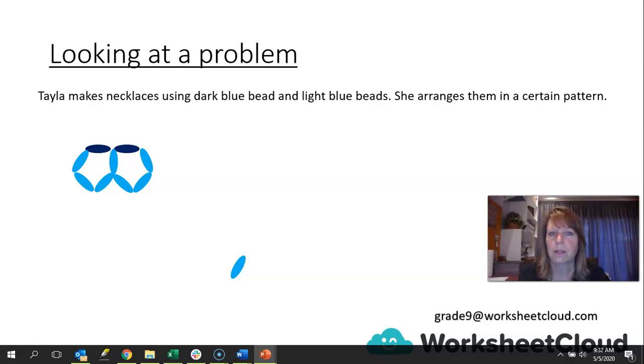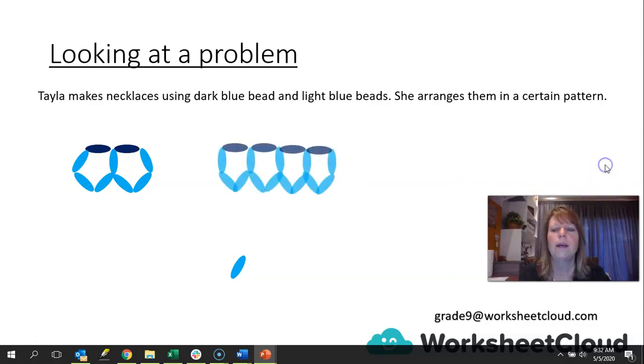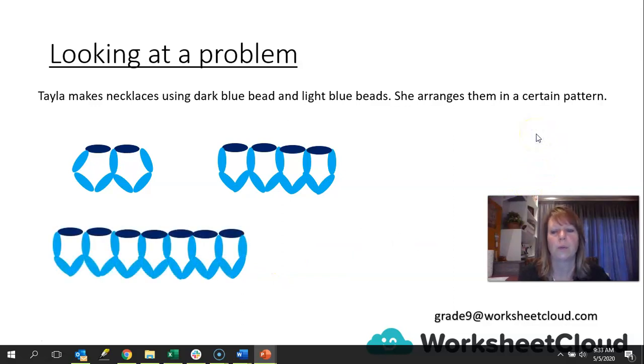Let's count them. You can see straight away that there are 2 dark blue beads, and if we look at the light blue beads, we've got 1, 2, 3, 4, 5, 6, 7. Next one, we've got 4 dark blue beads, and we've got 13 light blue beads. There's one little light blue bead hanging around here, but I think it's going to be part of the next pattern, and there we go.